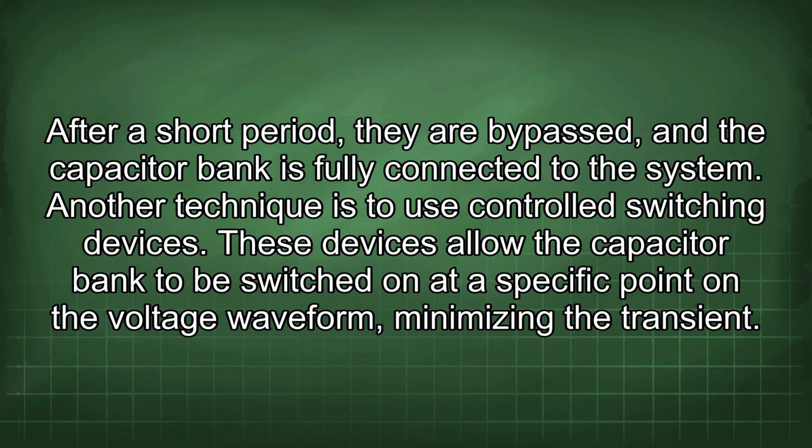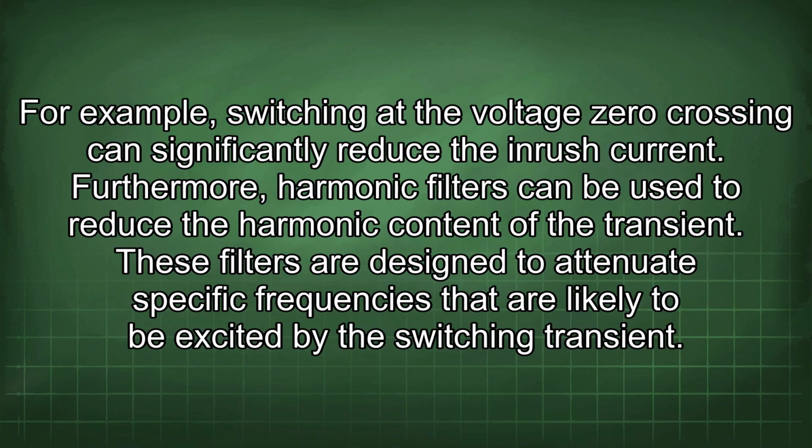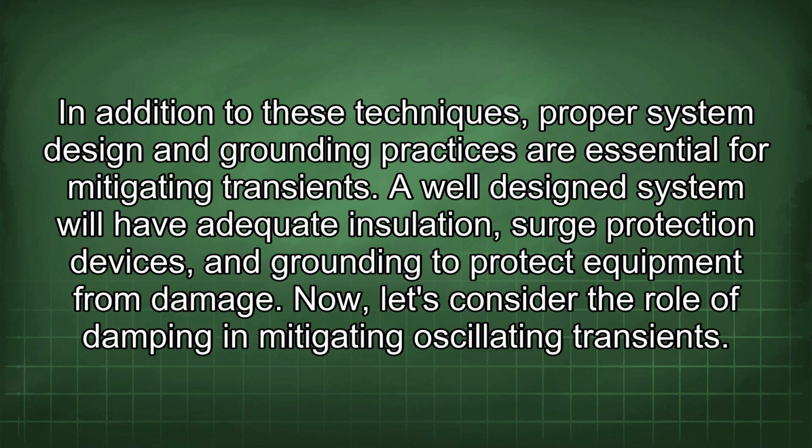Another technique is to use controlled switching devices. These devices allow the capacitor bank to be switched on at a specific point in the voltage waveform, minimizing the transient. For example, switching at the voltage zero crossing can significantly reduce the inrush current. Furthermore, harmonic filters can be used to reduce the harmonic content of the transient. These filters are designed to attenuate specific frequencies that are likely to be excited by the switching transient. In addition to these techniques, proper system design and grounding practices are essential for mitigating transients.